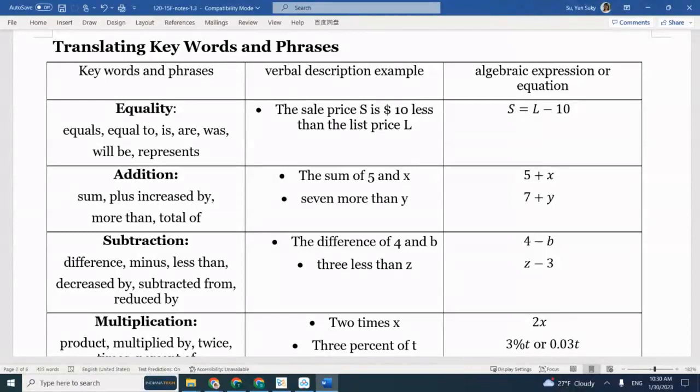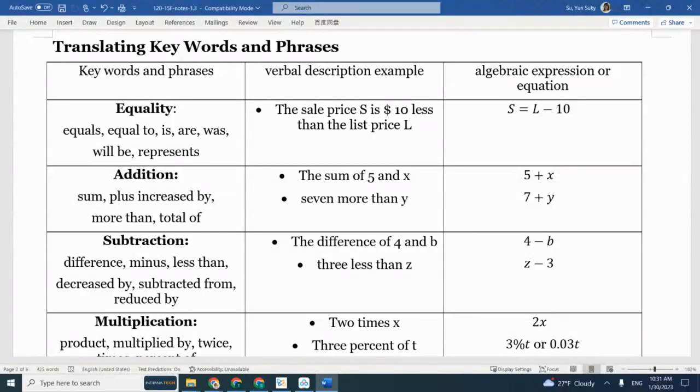Okay, everybody? 3 less than z. So you start with z. 3 less than, subtract 3. Okay, everybody? The typical mistake: this is z minus 3, not 3 minus z. We have international students here, so be careful. 3 less than z, even if the 3 might come first, because of this phrase, it means z minus 3.